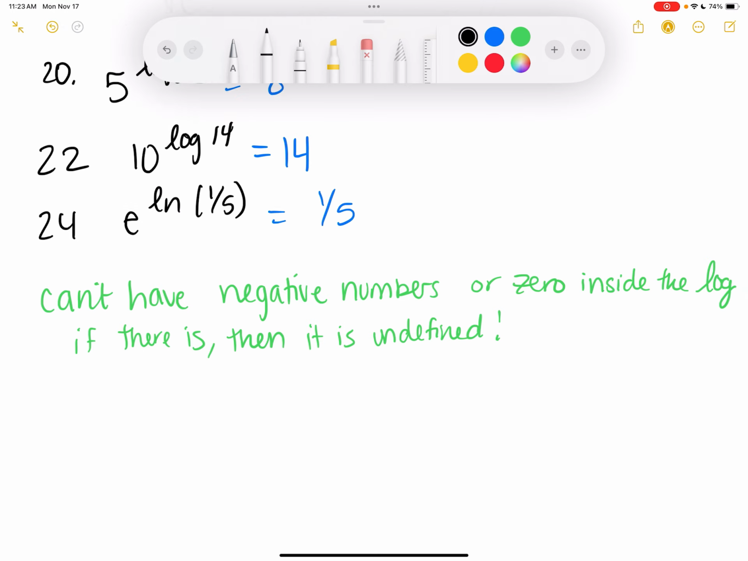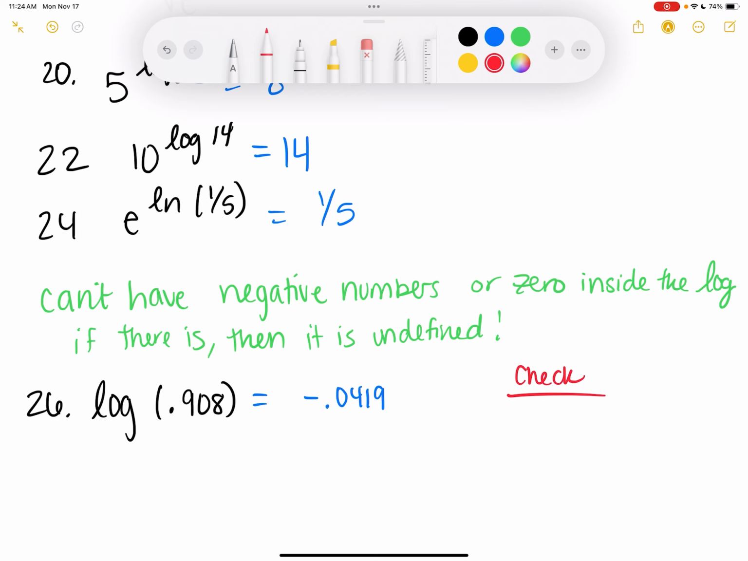So 26, the log of 0.908. These problems specifically say use your calculator to evaluate the logarithmic expression if it's defined, and then it says to check, but I'll show you how to check it, though we don't really have to do that. So you just hit the log button and then 0.908 and then equals negative 0.0419.